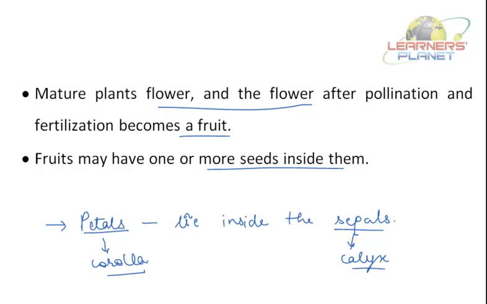So we are through with the male and female organs in a complete flower, and we came to know something about the sexual reproduction which occurs in this reproductive part of a plant. Right? So we will study about pollination in the next session.